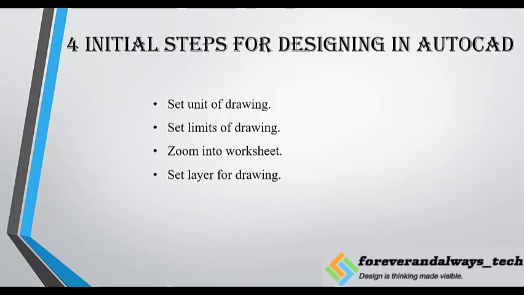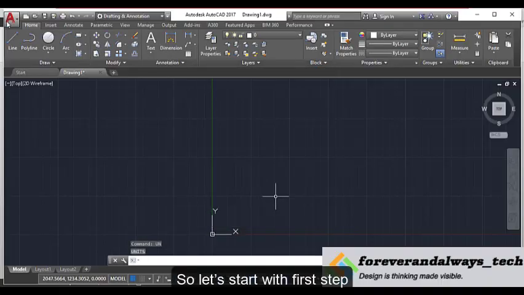The third step is zoom into worksheet. We zoom into the sheet so that we can access the drawing easily. And the fourth step is set layer for drawing. Before starting the drawing, we have to set a new layer for the drawing. So let's start with the first step, set unit for drawing.